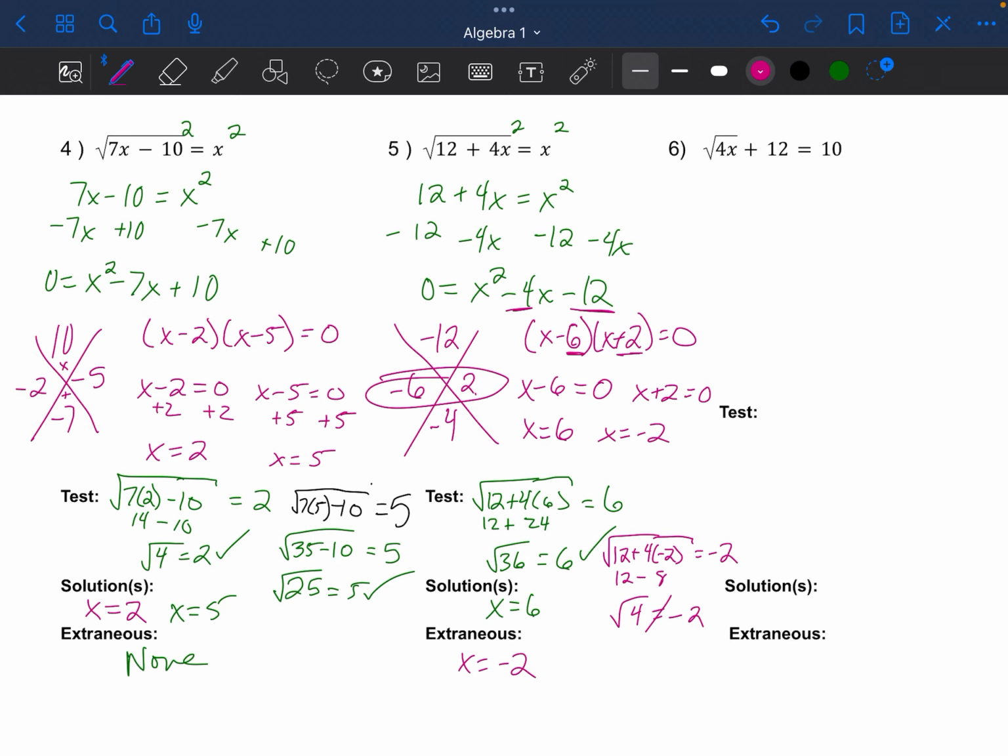Last problem. Get the square root by itself. Minus 12, minus 12. The square root of 4x equals negative 2. When we're squaring both sides for this one, we're going to make sure we put that negative 2 in parentheses, because that's going to change things. 4x = 4. Divide by 4. x = 1.